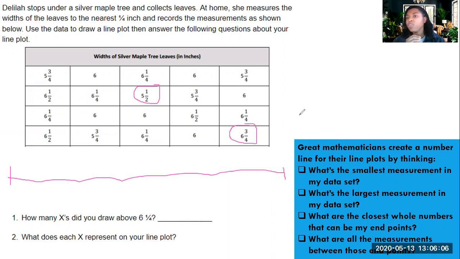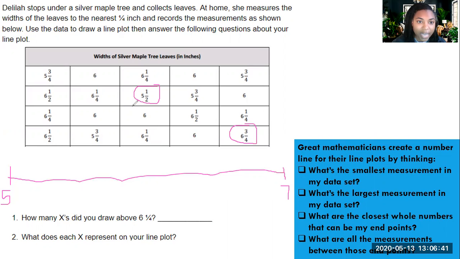Well, on a line plot, you can never have a start or end point that's not a whole number. So let me think, what's the closest whole numbers to those two numbers? Well, 5.5 is close to 5. So that can be my lower endpoint, the start. Then 6 3/4, well, it can't be 6 because then all the things that come after 6 wouldn't fit on my line plot. So I must go up to 7. Okay. So when I think about what are all the measurements in between there, it's anything from 5 to 7.